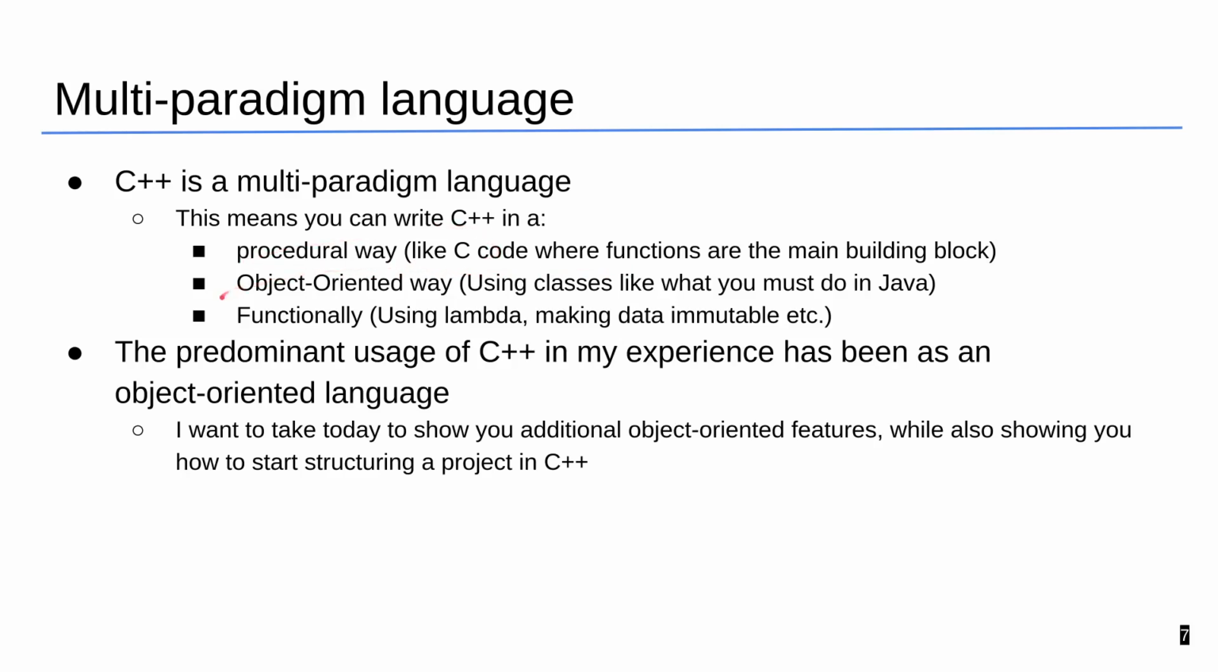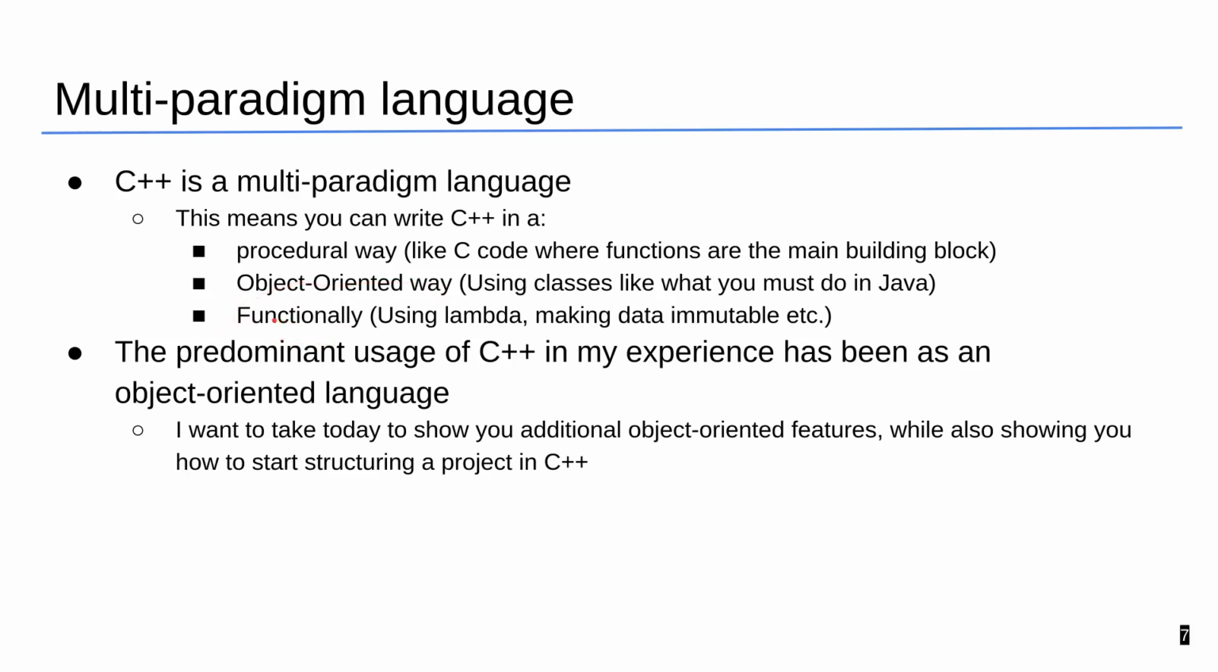But if you need it, C++ provides object-oriented features. This is the way most people, I would say, use C++, using things like classes, inheritance, and virtual functions, which we'll talk about more. But certainly classes and objects are what we think of when we think about C++. And then more recently, you can write C++ in a functional way.